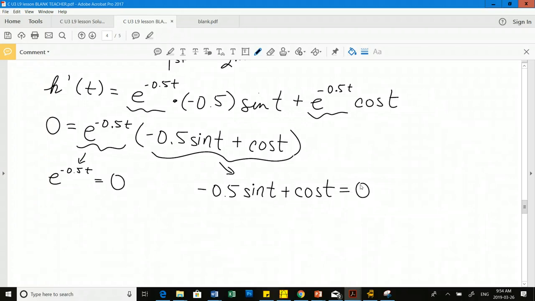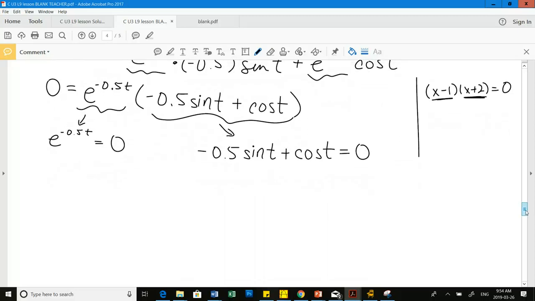You guys remember, if I have something like x minus 1 times x plus 2 equals 0, either this could be equal to 0, meaning when x is 1, I get 0 here times something, which gives me 0, or this could equal 0. That's what I'm talking about over here. So if I have a times b equals 0, either a is 0 or b is 0, or maybe both of them are 0 to make that thing equal to 0. So these are the things that I'm interested in solving over here.